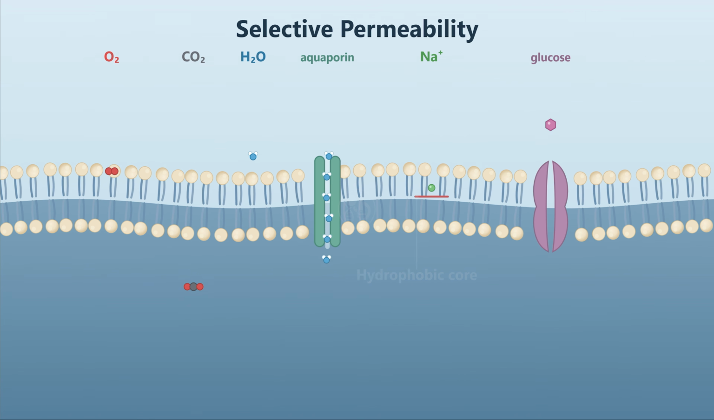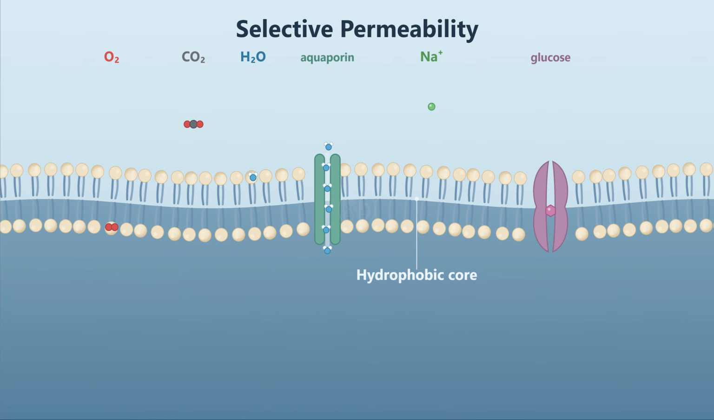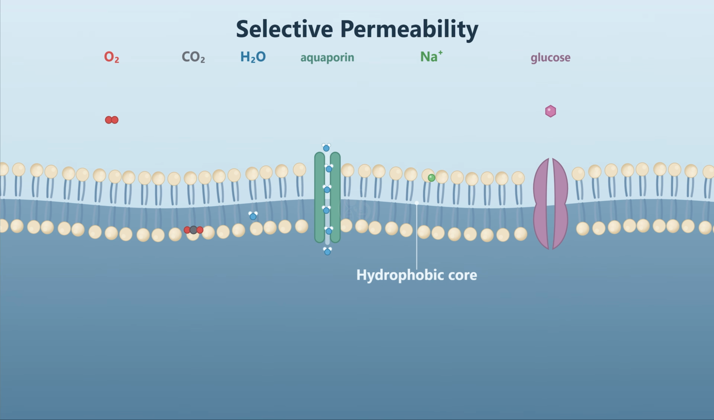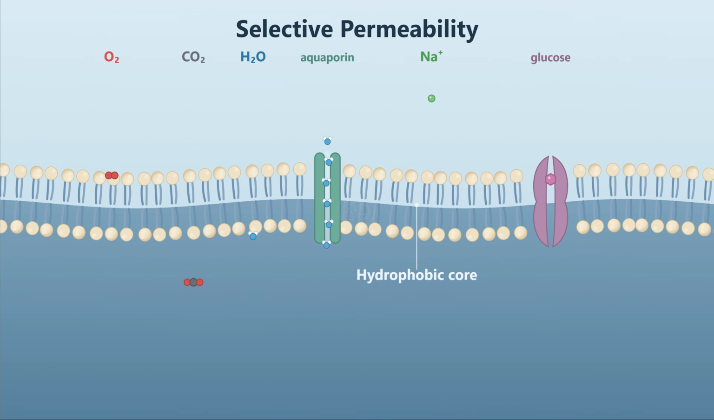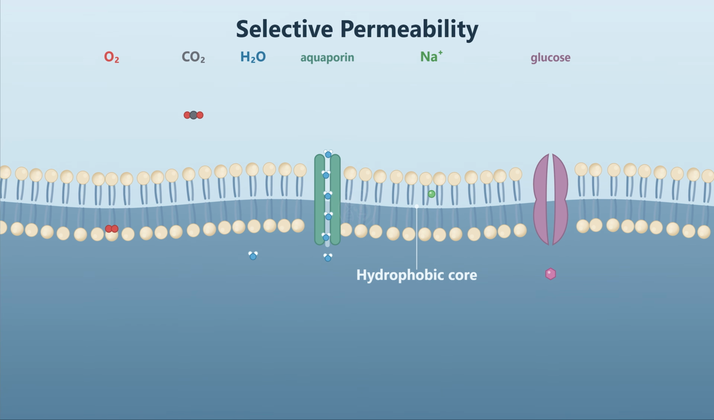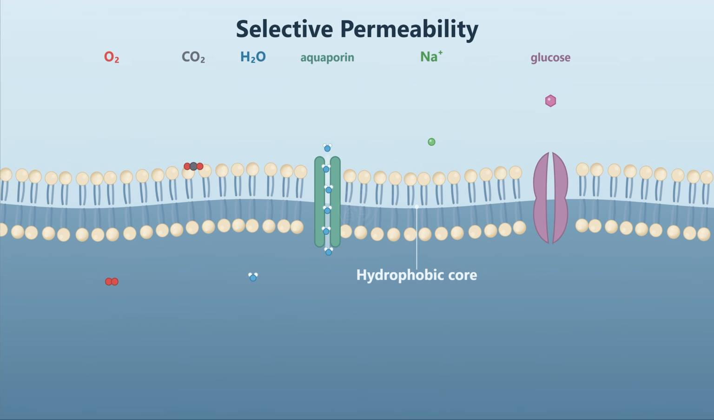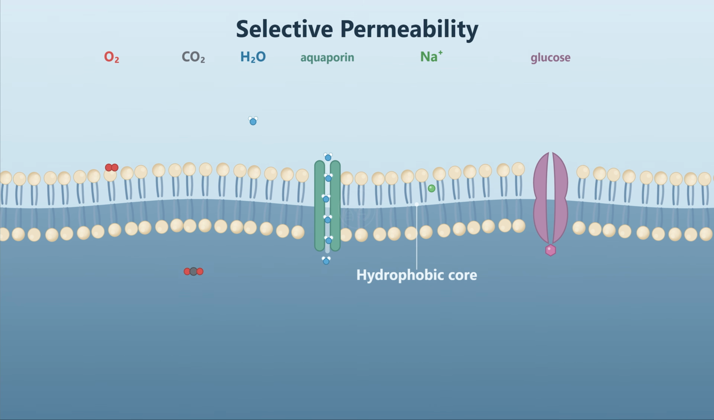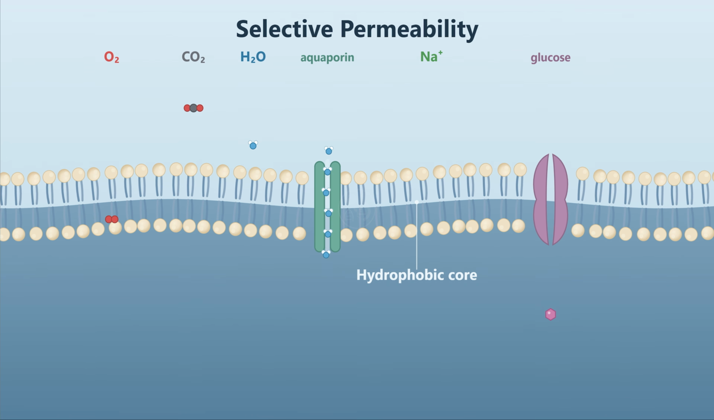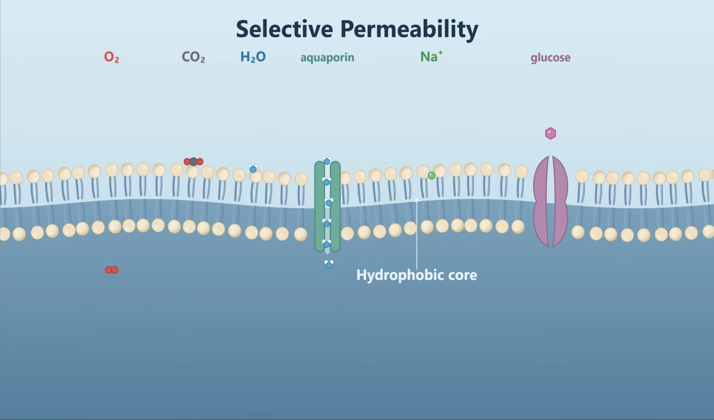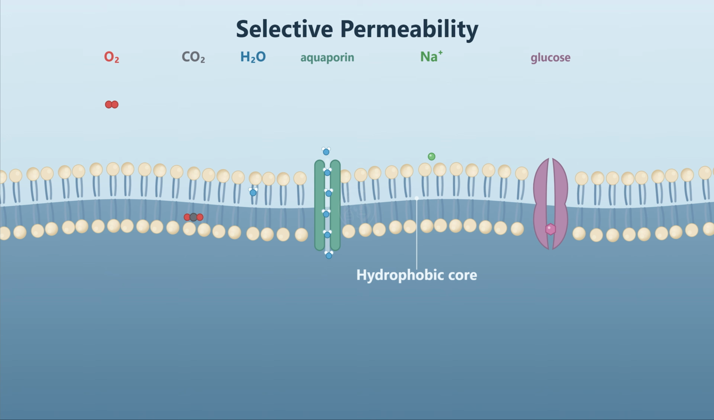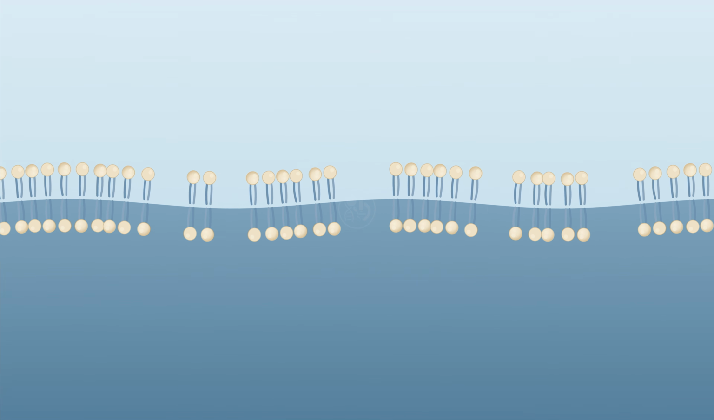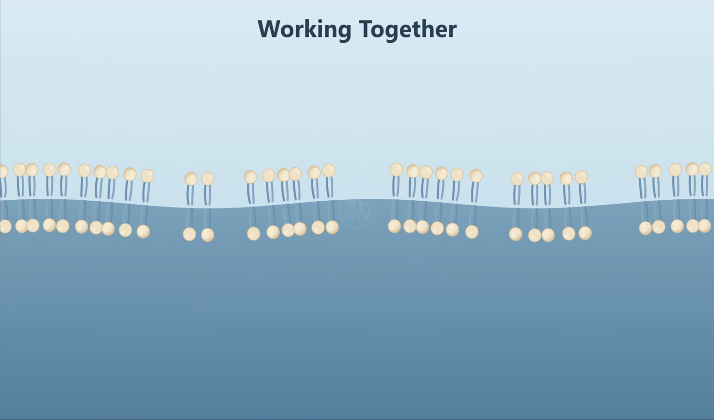The hydrophobic interior of the bilayer forms a selective barrier. Small nonpolar molecules, including oxygen and carbon dioxide, can diffuse through it relatively easily. Water crosses slowly through the lipid bilayer and much more rapidly through aquaporin channels. Ions and large polar molecules, such as glucose, require specific transport proteins because they cannot move efficiently through the hydrophobic core. The plasma membrane is not simply a passive covering.